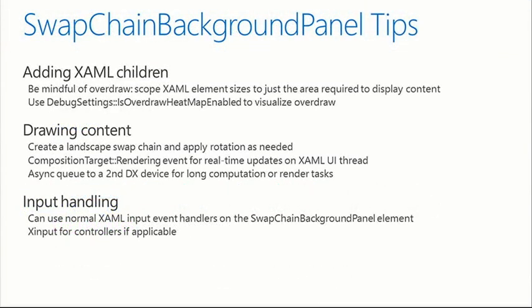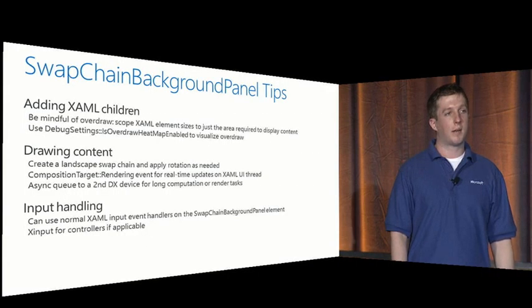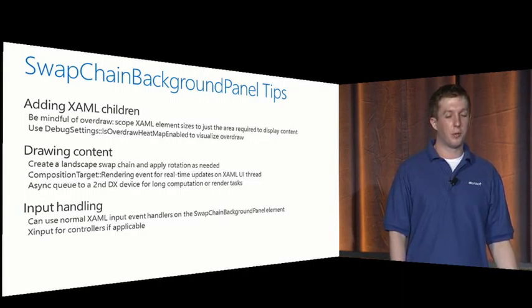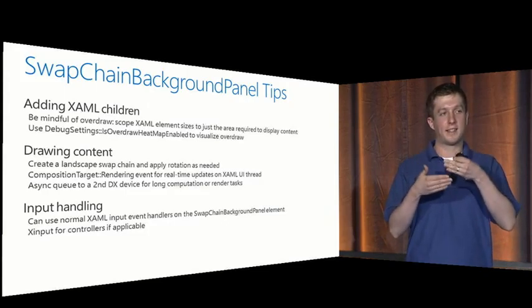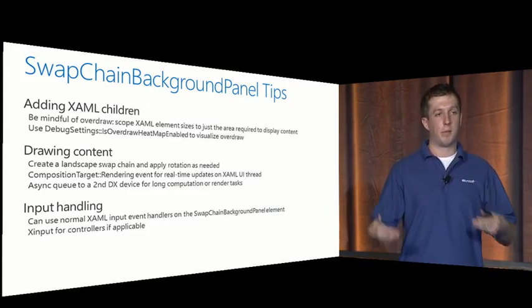So a few tips for this one. When you're adding XAML children, you want to be mindful of the overdraw. So you really want to scope your XAML element sizes to just the area they need to display. You don't want to always be creating a full screen XAML overlay, because you're going to be paying some cost to composite the XAML and the DirectX content you've drawn together. And we've actually added a debug method that lets you visualize this. If you set this is overdraw heat map enabled property to true, it will replace all of your XAML children with translucent rectangles that stack up, and you can see where they've been blending together.